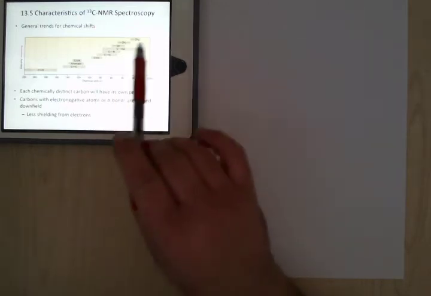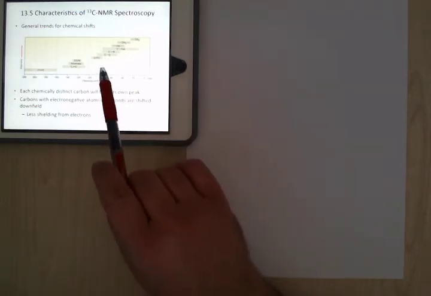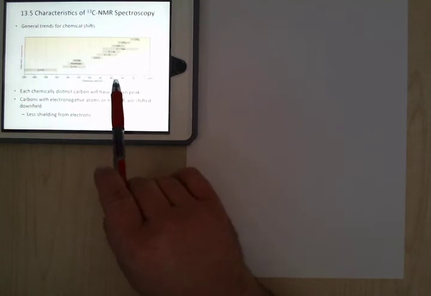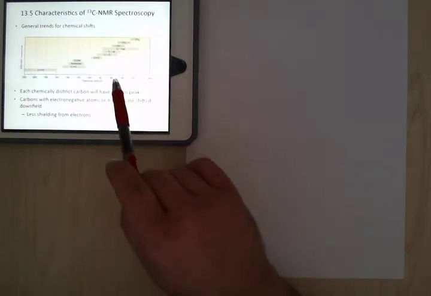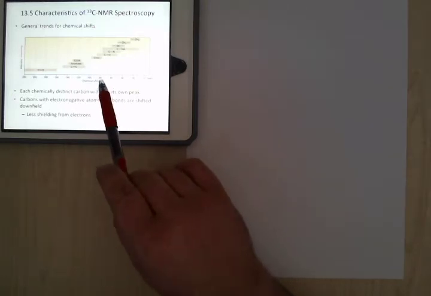Okay, and these signals are not absolutes. It's a general guide to where they're probably going to be. If it's attached to an oxygen, it's probably 60 or 80, but it could be 55. It could be 85. Who knows? Stuff like that.